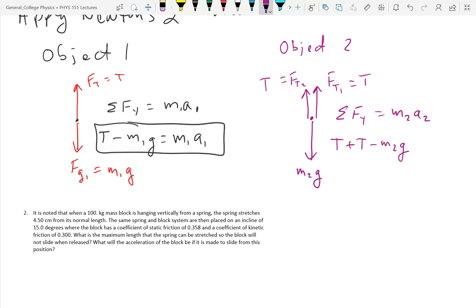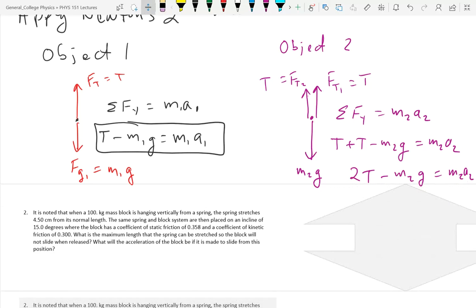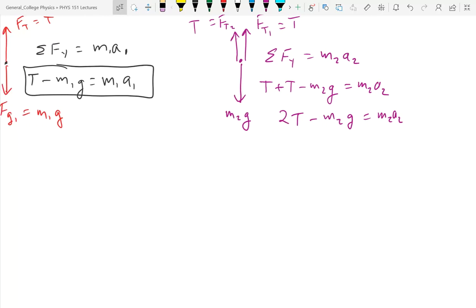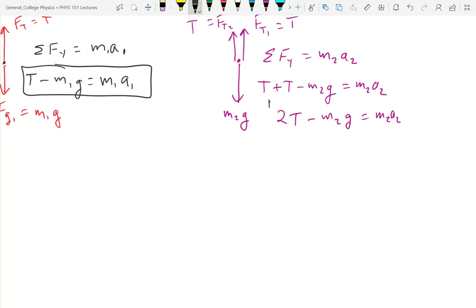So you can just do 2T, because force tension 1 has a magnitude of T and force tension 2 has a magnitude of T. So it's 2T because they have the same magnitude? Yes, because I have 2 tensions, each with magnitude T. So there is another perfectly correct equation. Now I have 2 perfectly correct equations.